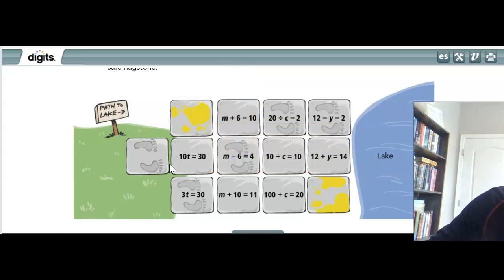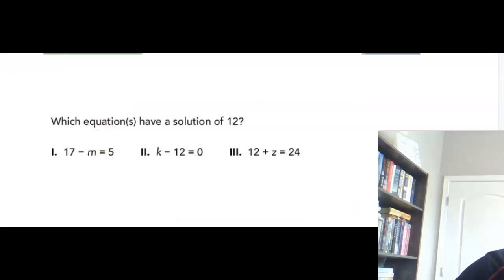All right, good. So each of these right here, if we put 10 in for the variable, we will create a true equation. All these other ones would be false equations. All right, last question here. Which equations have a solution of 12? Go ahead and give these a try.